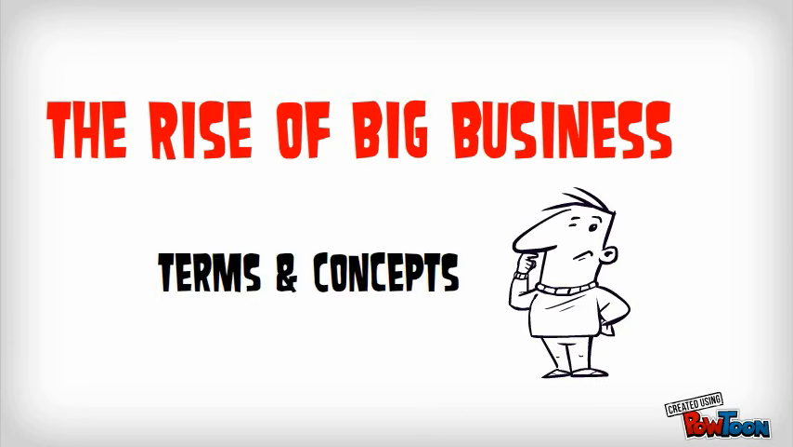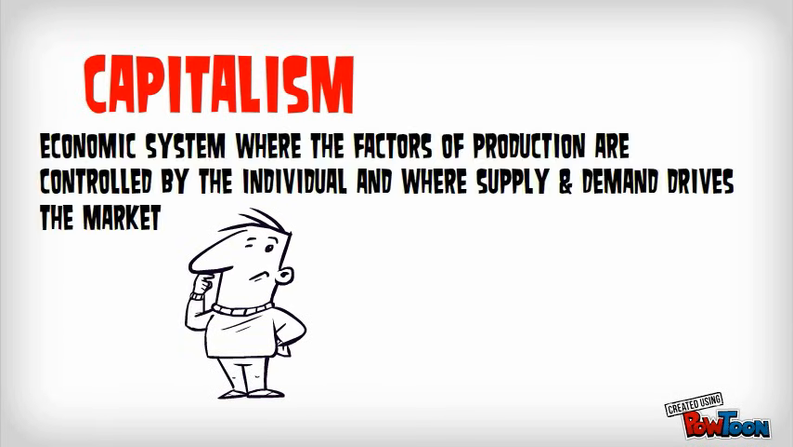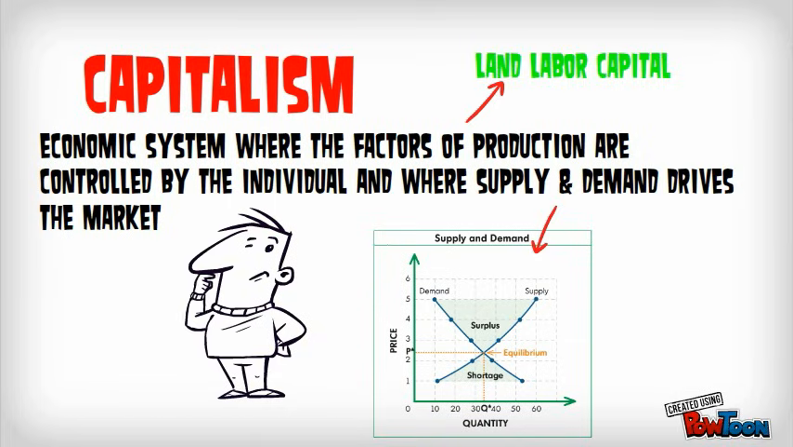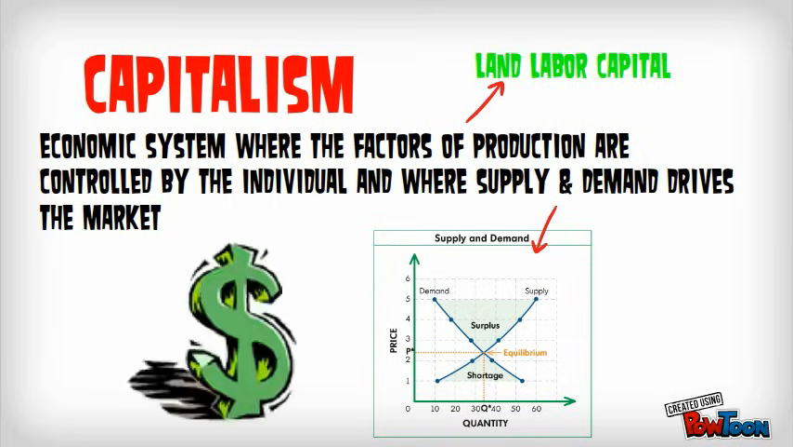During America's Industrial Revolution, we will see the rise of big business. Let's take a look at some terms and concepts that you will need to know. Capitalism is a free market system where businesses are privately owned and where supply and demand drives the market and determines prices. Individuals own and control the factors of production: land, labor, and capital.